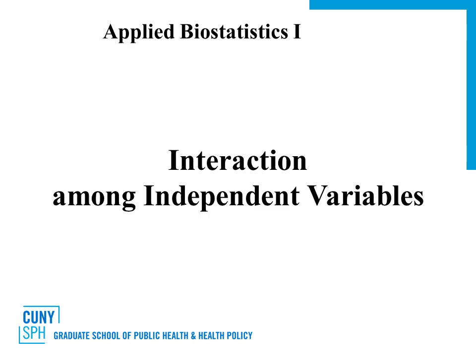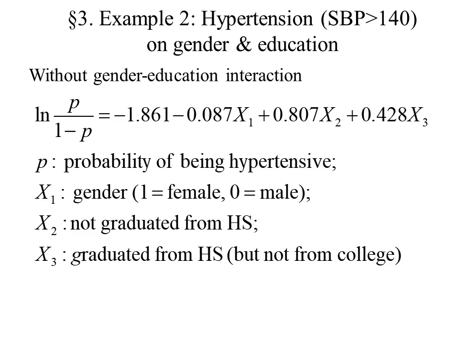This is part 3 of the lecture on interaction among independent variables. Now, we look at an example of interaction between two categorical variables, in a logistic regression model. The dependent variable is hypertension, measured as systolic blood pressure being greater than 140. Independent variables selected for this exercise are gender and education.